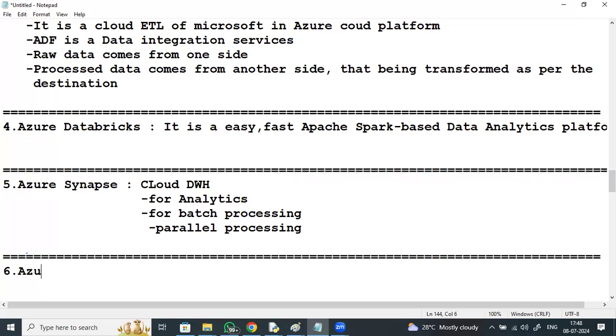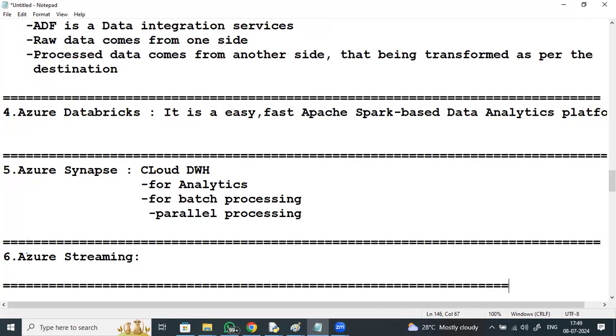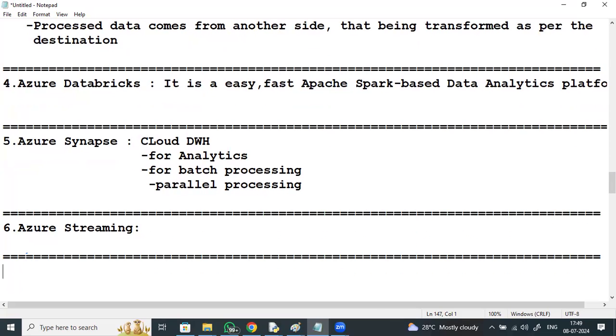Azure streaming, right? For real-time analytics, for data streams processing, for analyzing and processing high volumes of streaming data from multiple sources simultaneously, right? Yes. Streaming or processing the streaming data coming from multiple sources. So the rate of speed where the data is generated, the same rate of speed data is going to get processed, right? Yes.